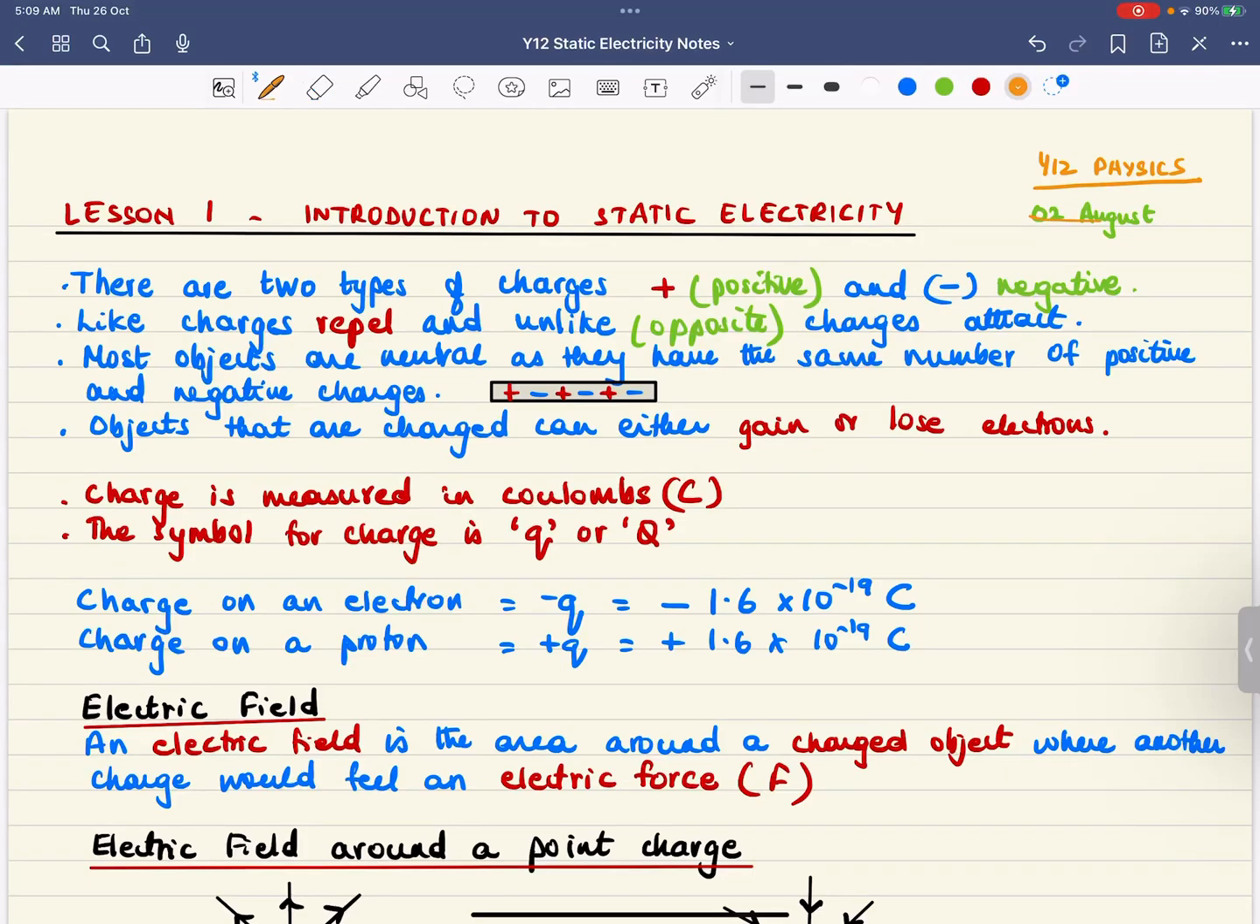Howdy, this is Mrs. John for Year 12 Physics, and I'm making a series of videos with my notes on electricity, and this is lesson 1, an introduction to static electricity.